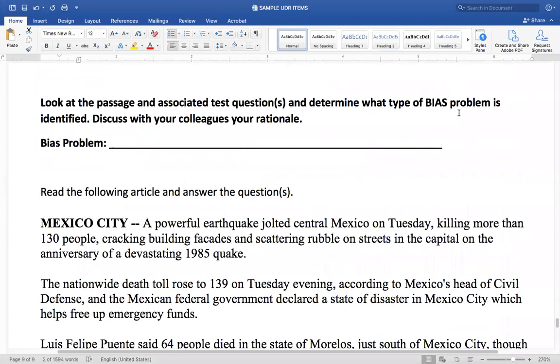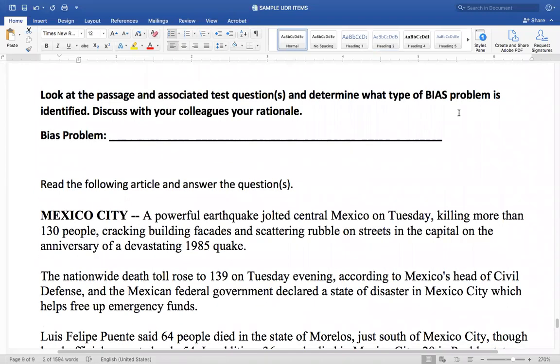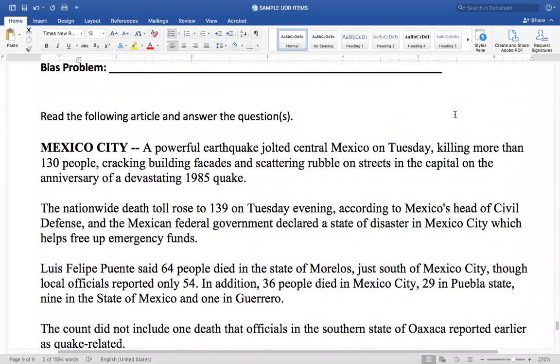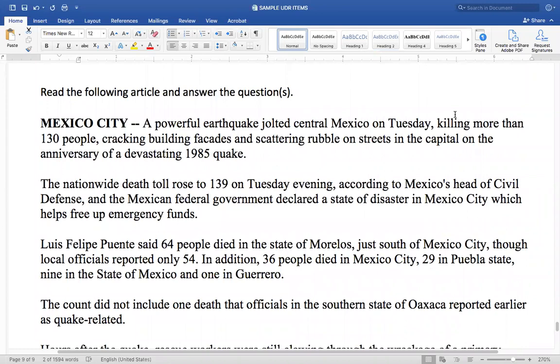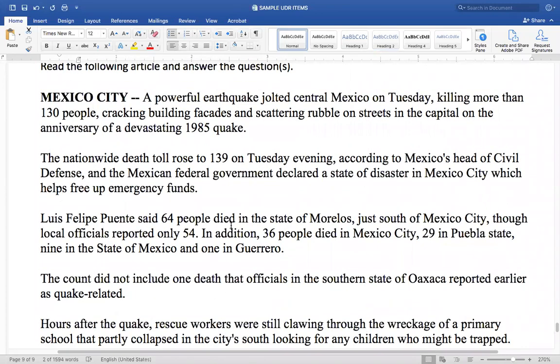Let's look at another example here. Look at the passage and associated test questions and determine what type of bias problem is identified. Okay, so read the following article and answer the questions. So let me go very quickly.